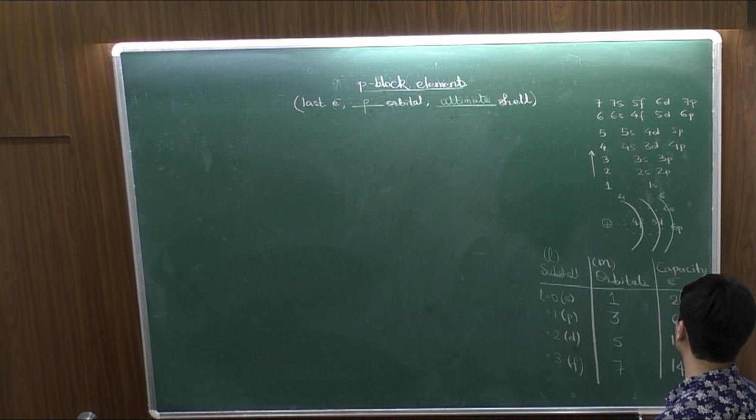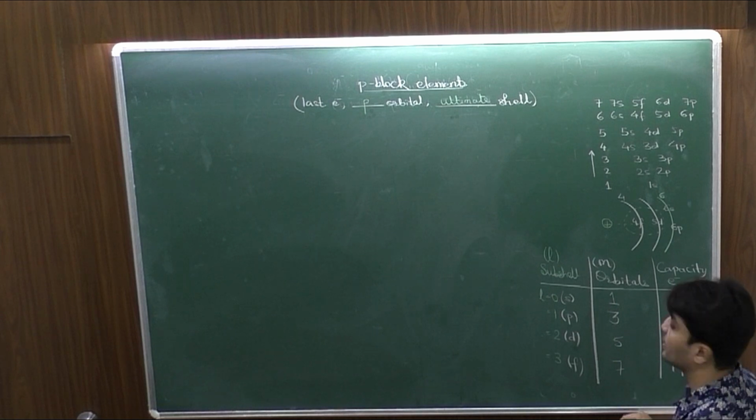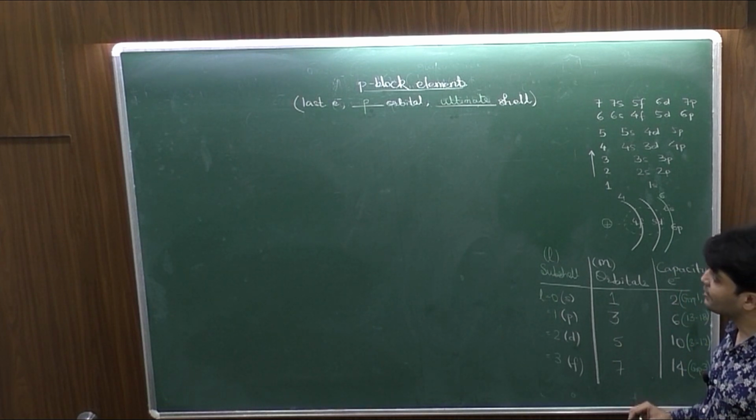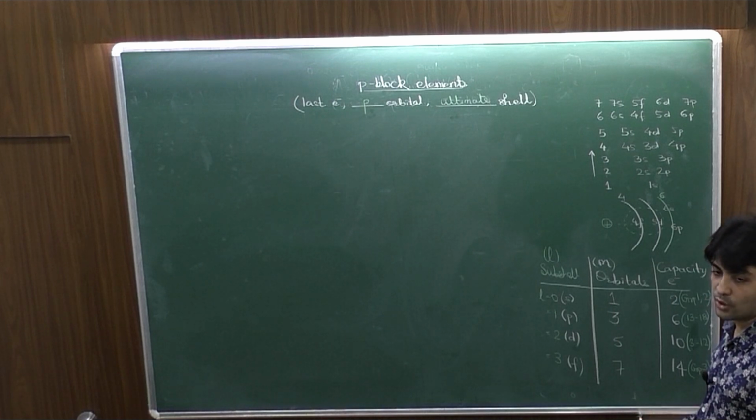So here only one group is there, and all the elements were placed at the bottom of the periodic table. Okay? So this was a general introduction about any block elements.